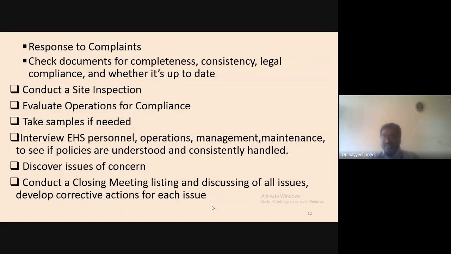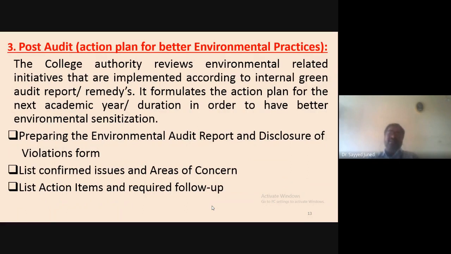Discover issues of concern. If any issues are created in this work, we have to find them and solve them. Conduct the closing meeting, listening to and discussing all issues, and develop corrective action for each issue, to explain in this committee with your members. Next slide.